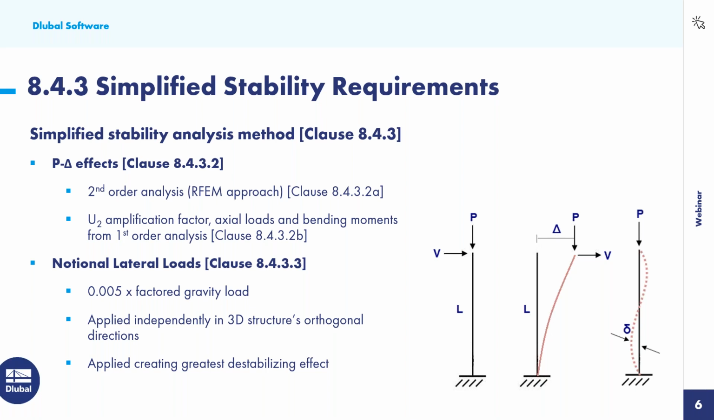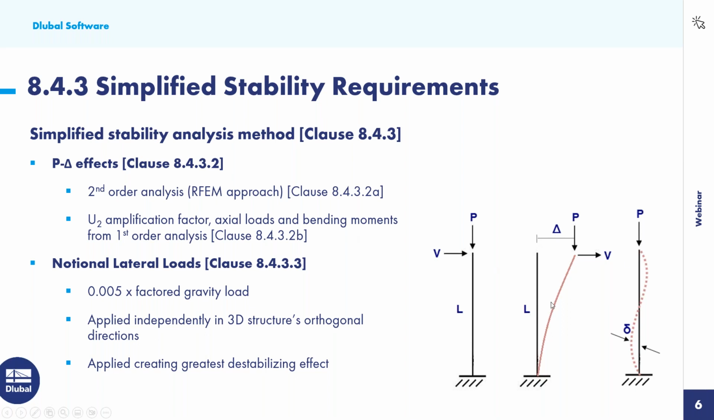The alternative method is to apply what we call the U2 amplification factor, and this is given in 8.4.3.2b. So we take this amplification factor and we apply it to the member's axial loads and bending moments from the first order analysis. So perhaps your software only has the capabilities for a first order analysis, or you're doing hand calculations, then you would probably be utilizing this U2 amplification factor. Now, the second requirement under the simplified method is the notional lateral loads in 8.4.3.3. Actually, let me back up one second.